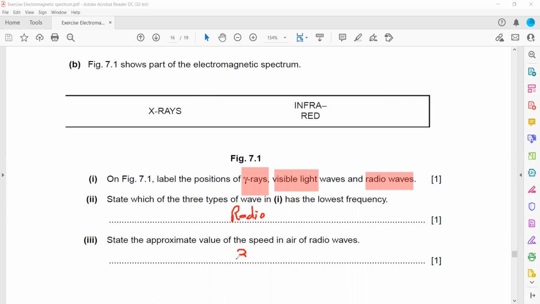Approximate speed of radio wave. All the waves travel at 3 into 10 power 8 meter per second, or 3 into 10 power 5 kilometer per second.